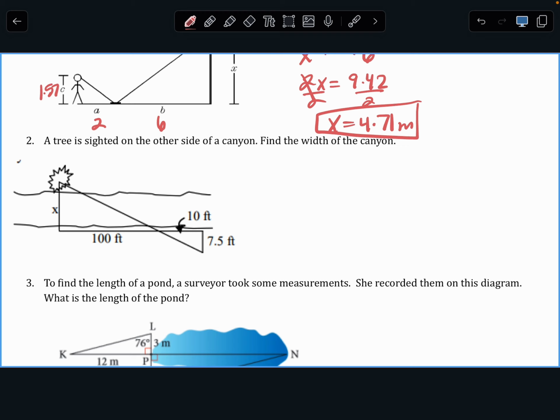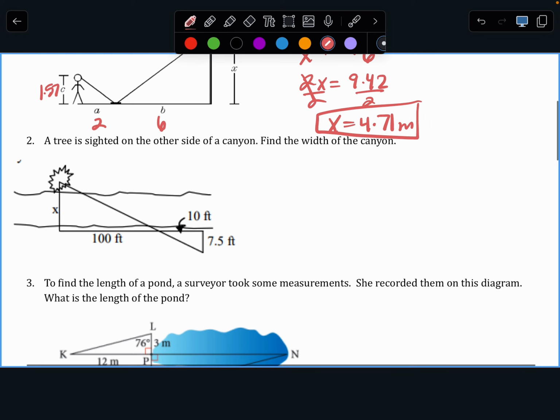So this is how we figured out how far across the Grand Canyon was using this kind of math. So you've got a tree on the other side of the canyon. I know how far some of the distances are, things that I can measure, even though you can't measure across the Grand Canyon, not with a tape measure. So we can do it, again, using similar triangles. So what does the X match?